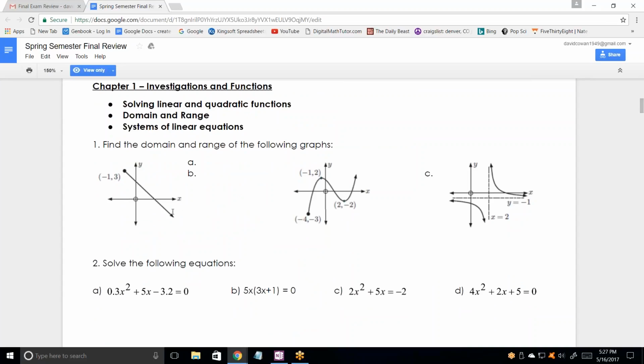All right, I think I can do this without me writing. On number 1, what's the domain? Negative 1 to infinity. Good. What's the range? Negative infinity to 3. Good. On 2, what's the domain? Negative 4 to infinity. Okay, what's the range? Negative 3 to infinity. And C, what's the domain?